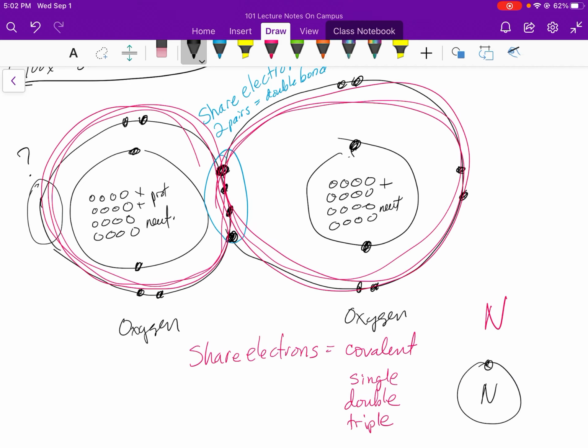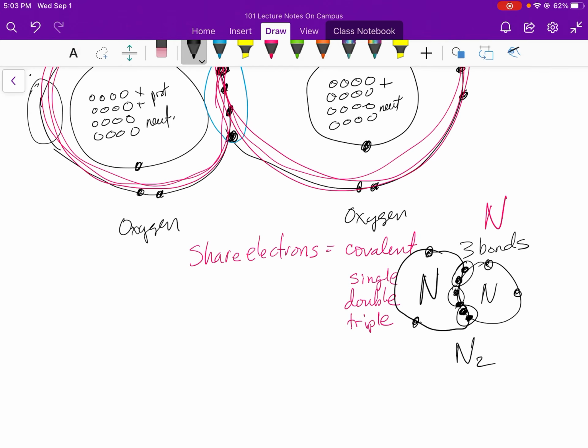The outer shell is 1, 2, and then 3, 4, 5, and then it shares 3, 4, 5 with another nitrogen, right? So they share all of those things in their outer shell. 1, 2, 3, 4, 5. 1, 2, 3, 4, 5, 6, 7, 8. So now if you count up each one, this has 1, 2, 3 bonds, right? So that makes a thing called N2, which is 2 N's together, triple bond.